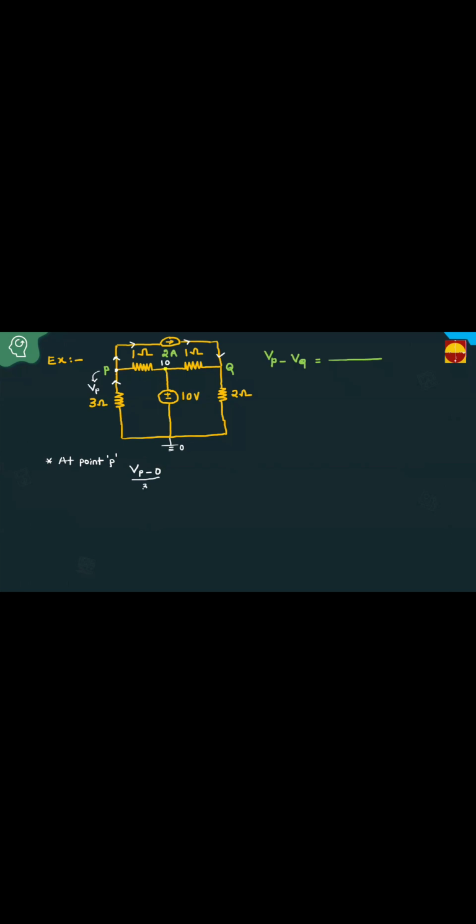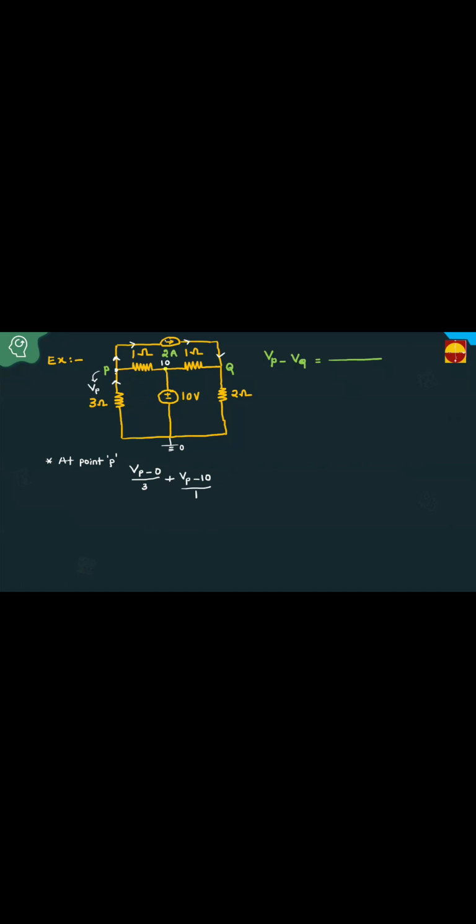We are calculating currents. Vp minus 0 by 3 plus Vp minus 10, this voltage minus this voltage. Vp minus 10 by, what is this resistance? 1 ohm. This voltage minus this voltage. At this node, current is leaving now.